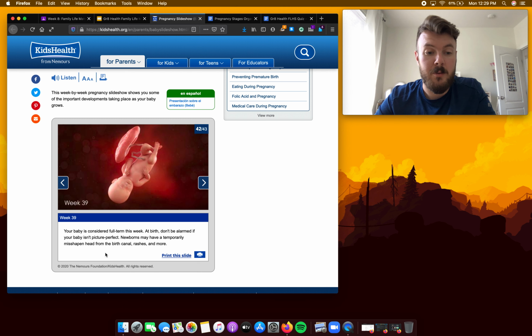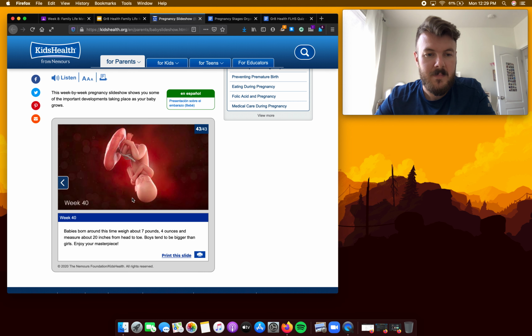Don't be alarmed if your baby isn't picture perfect. Newborns have a temporarily misshapen head from the birth canal, rashes, and more. Birth is a little bit of an intense process. That's putting it lightly. But as the baby's born, it can kind of look a little funny when it first comes out, but it will normalize. Now, babies born around 40 weeks are about 7 pounds 4 ounces on average and about 20 inches from head to toe. And boys tend to be a little bit bigger than girls. And that's it. That's the 40 weeks.